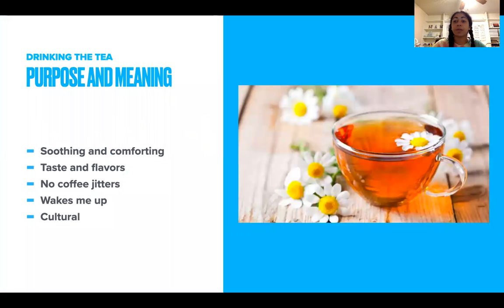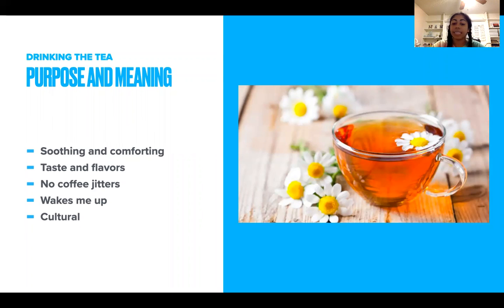So, we're going to talk about the purpose and meaning, what it means to me. Drinking tea is one of my favorite daily occupations that provides me with a sense of comfort and sanity. Just like how people need a cup of coffee to survive the day, I need a big cup of tea to start and end my day. Washing my face, exercising, or stretching does not seem to wake me up. But when I drink a nice warm cup of tea, I feel alert and ready to go.